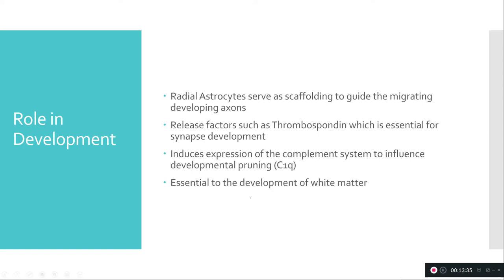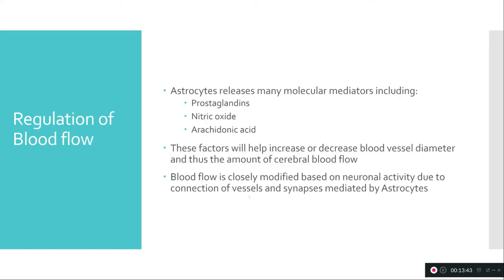And they're going to be essential for the development of the white matter, where astrocytes play a huge role, in the gray matter as well. So, regulation of blood flow. Astrocytes are going to release a lot of molecules that help mediate these processes, for example, prostaglandins, nitric oxide, arachidonic acid. And these factors will help increase or decrease blood vessel diameter and thus the amount of cerebral blood flow, right?